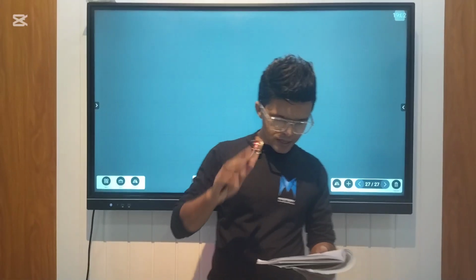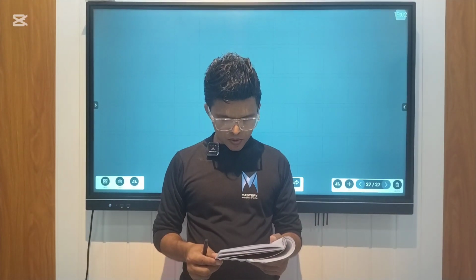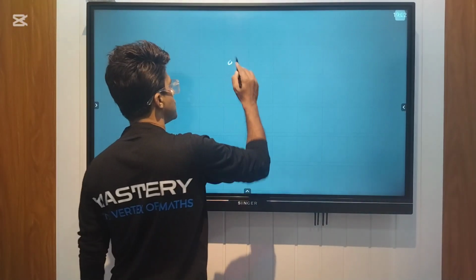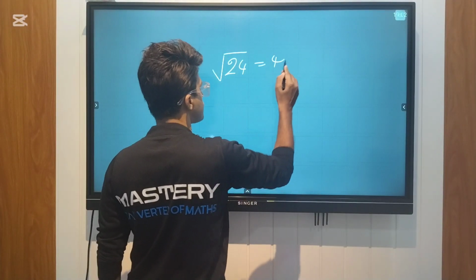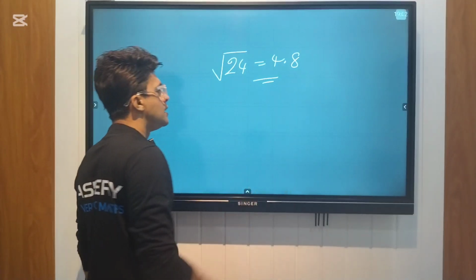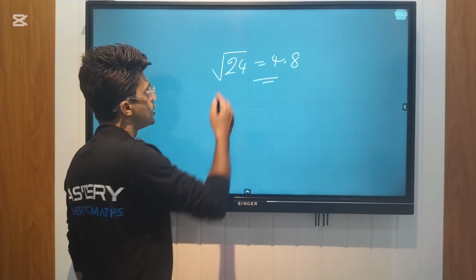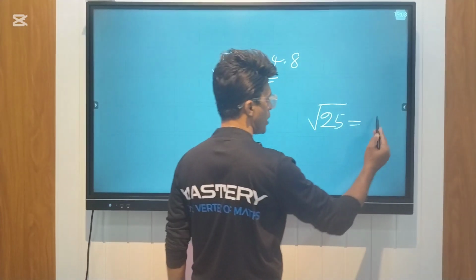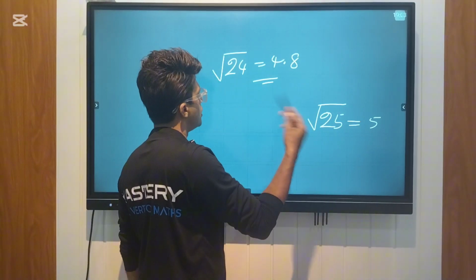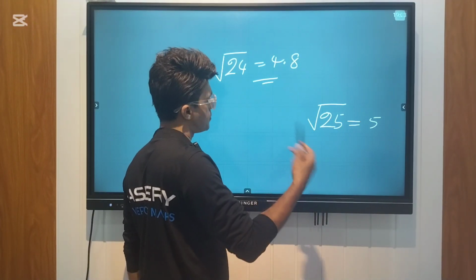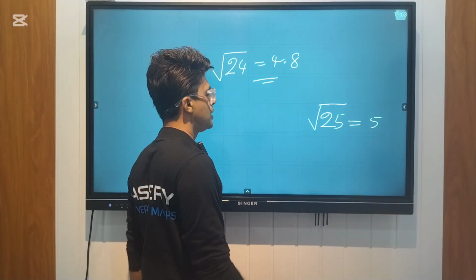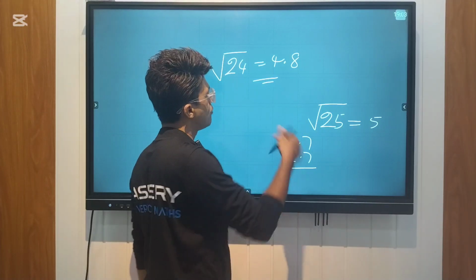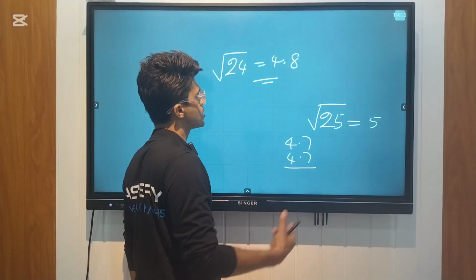It says that the square root value is 4.8, and we need to find the number. Then that should be 24, the square root of 24 is 4.8. How do we get it? 24 is closest to 25, and the square root of 25 is 5. When you multiply 4.8 by 4.8, you get that type of value. When you multiply 4.7 and 4.7, you are unable to get 4.8. That's the way of thinking when you do this type of question.